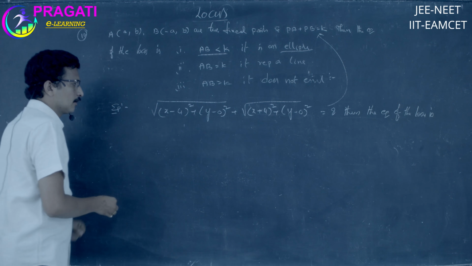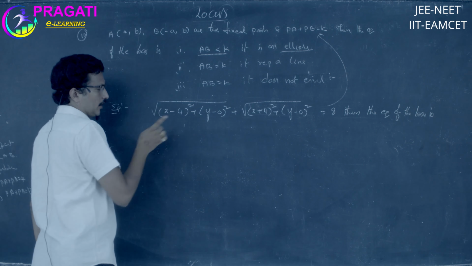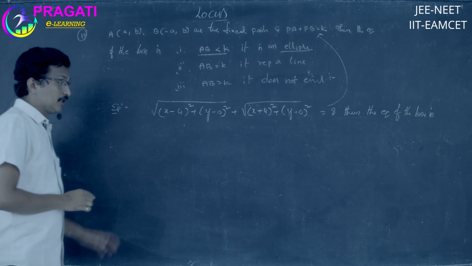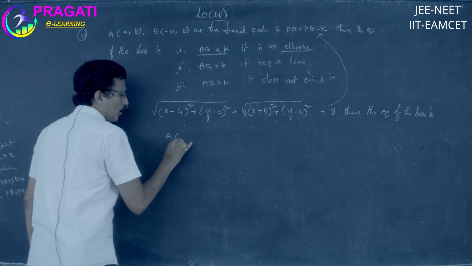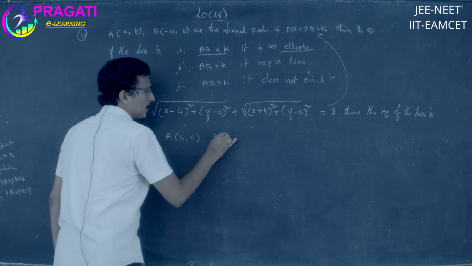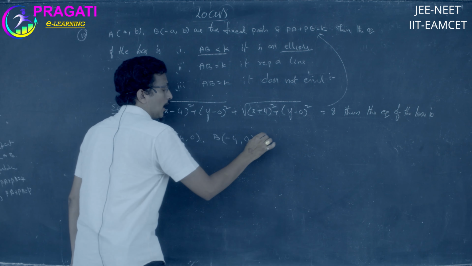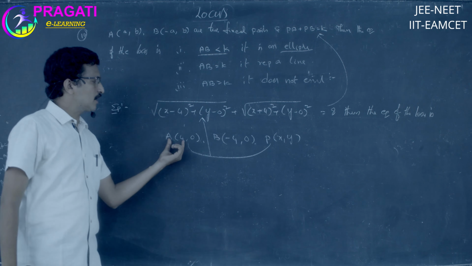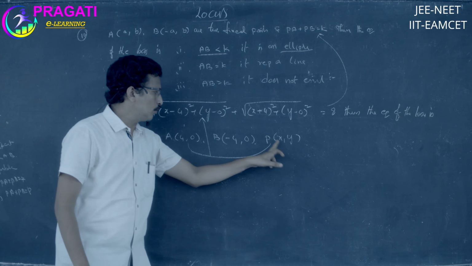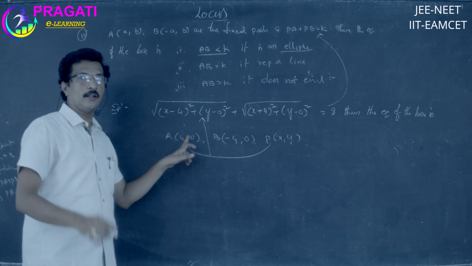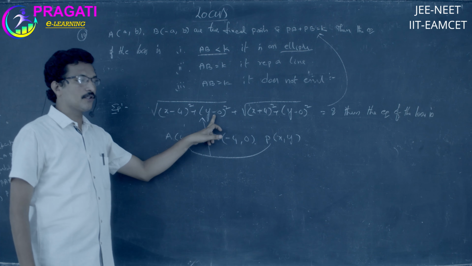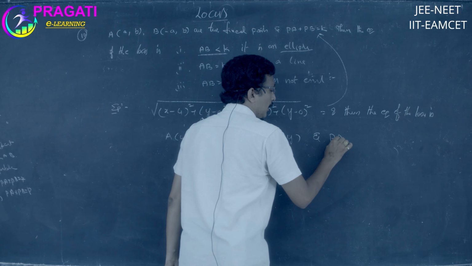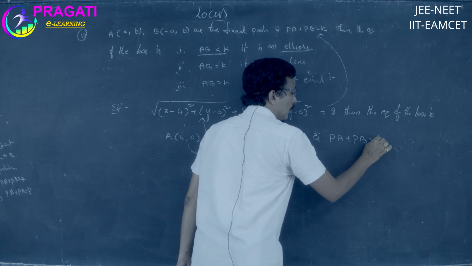So it is comparing with square root of (x2 minus x1) whole square plus (y2 minus y1) whole square in this model. So here A is (4, 0) and B is (minus 4, 0) and P is (x, y). Here PA, the distance between the 2 points, is square root of (x minus 4) whole square plus (y minus 0) whole square, and it is PB. And PA plus PB is equal to K.